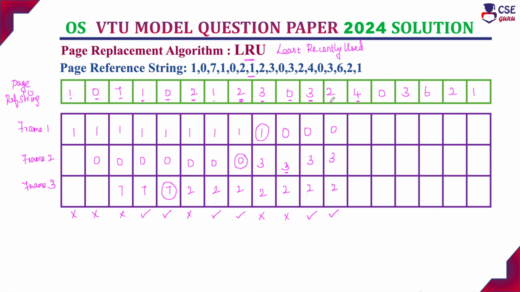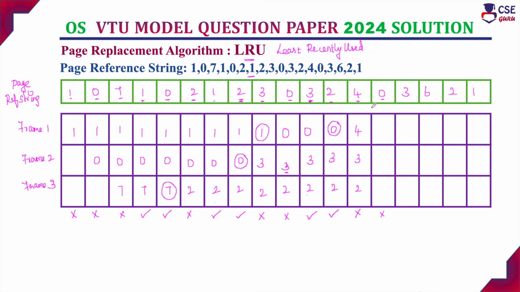So 2 is recently used, 3 is the next recent, 0 is least recently used. So select 0 as the victim page and replace with 4. So 4, 3, 2 you will get. This is a page fault because the reference page is not available among these 3 frames. Next is 0, it is not available, this is a page fault.